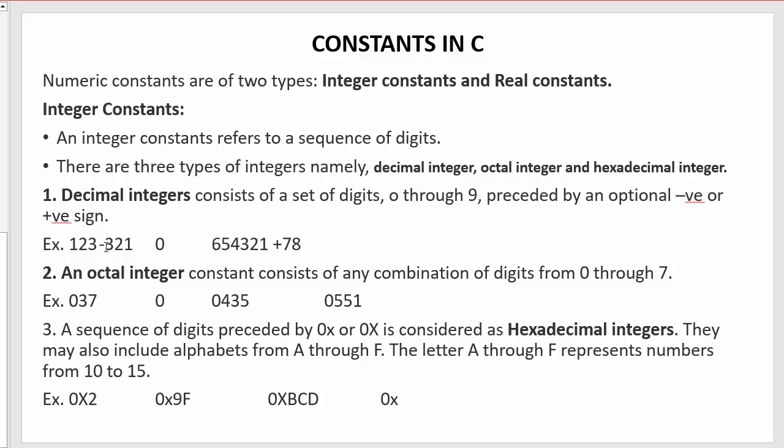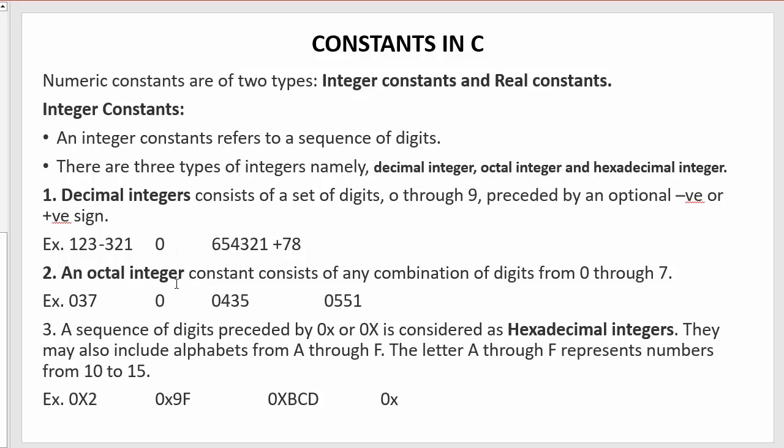Here you can see there is a negative sign, so 123 can be considered a constant, minus 321 can be considered a constant, 0 can be considered a constant, and then 6,54,321, which is a sequence of digits, can also be called a constant, and then plus 17. All these are examples of decimal integer constants. Next we will move ahead to see octal integer constants.